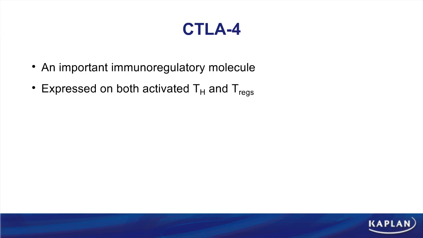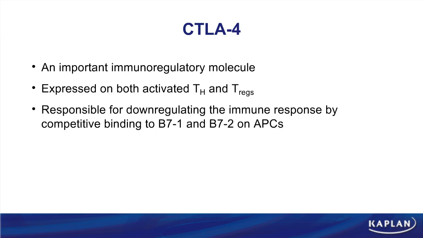Now, CTLA-4 essentially competes with CD28 for binding on B7. Please recall the different names for B7. I know I keep stressing that, but I would hate for you to miss a question because you don't remember. B7 is in two flavors, the 1 and the 2, or it is called CD80 or CD86.